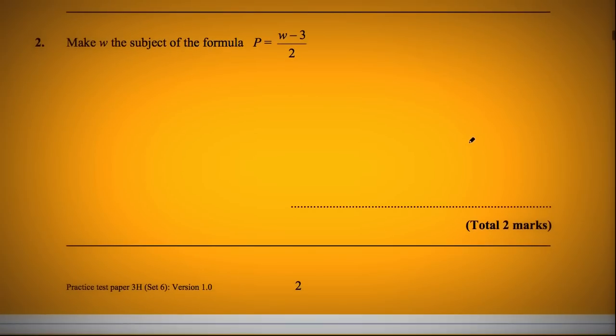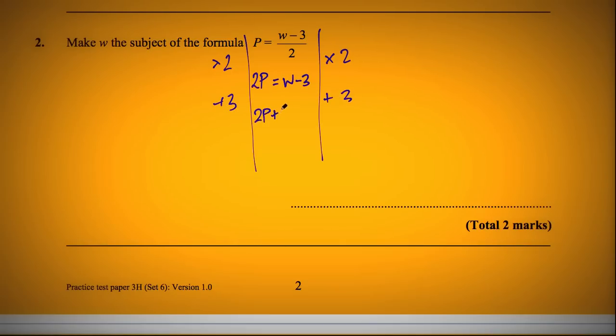Question 2. Make W the subject of the formula P equals (W minus 3) over 2. This is a fairly straightforward rearrangement. So multiply both sides by 2 to get rid of that denominator, and that gives me 2P equals W minus 3. Add 3 to both sides. 2P plus 3 equals W. So W is now the subject of the formula. W equals 2P plus 3.